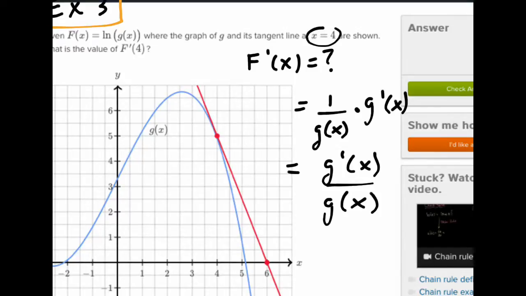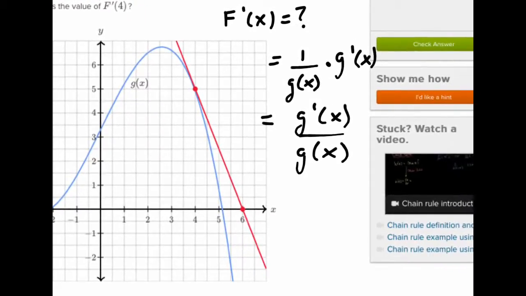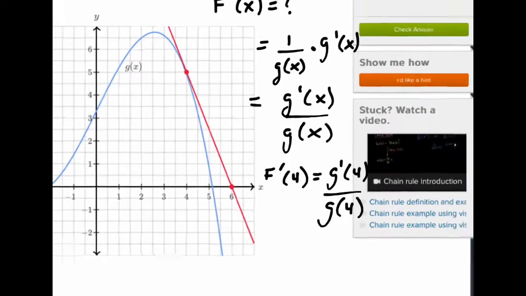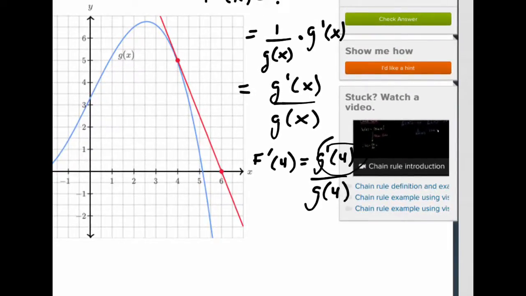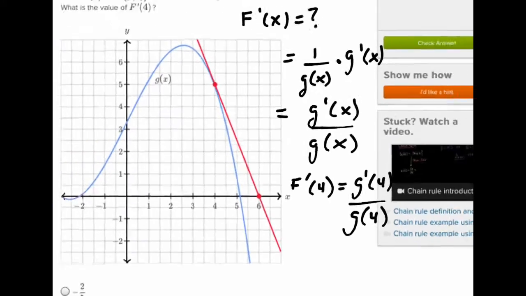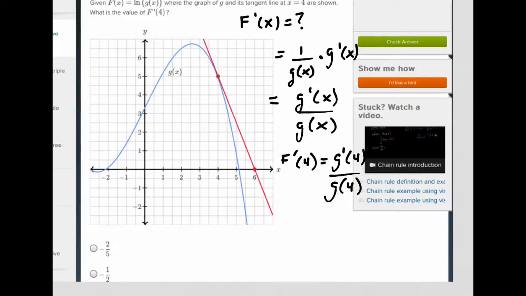And I want to plug in a 4. So f prime of 4 means I'm plugging 4 into g prime and 4 into g. Well, what does this mean? From the last test, hopefully we know that it means the slope of g when x equals 4. But they conveniently drew that for us. They drew the tangent line. So we just got to find the slope of that tangent line.